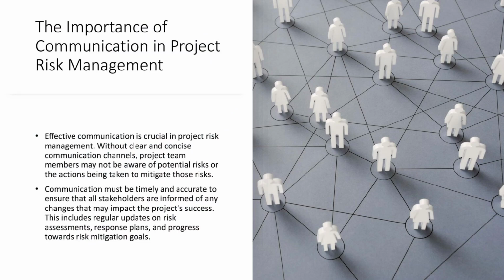The importance of communication in project risk management. Effective communication is crucial in project risk management. Without clear and concise communication channels, project team members may not be aware of potential risks or the actions being taken to mitigate those risks. Communication must be timely and accurate to ensure that all stakeholders are informed of any changes that may impact the project's success. This includes regular updates on risk assessments, response plans, and progress towards risk mitigation goals.